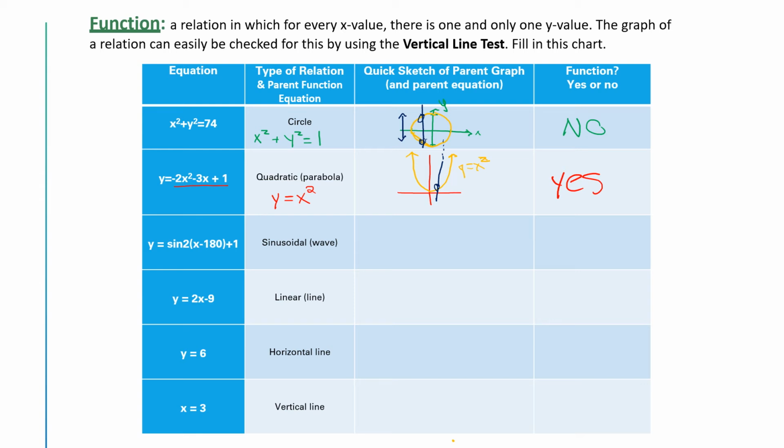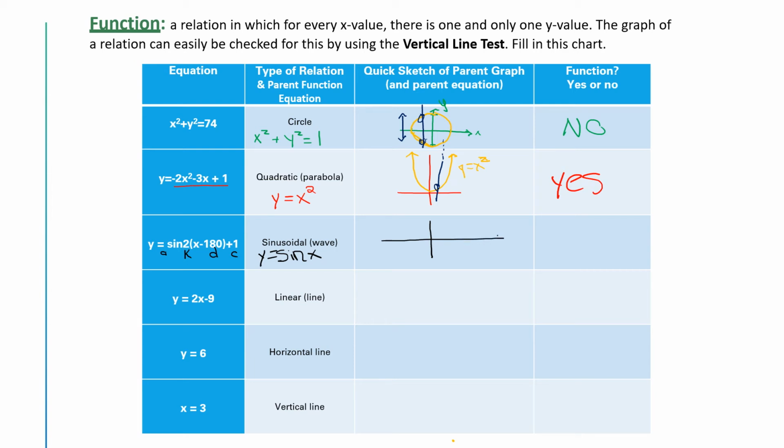Next one is the sinusoidal wave. This was a new one. This was a challenging one from last year. The parent equation is just y equals sine x. The equation we have over here has all the parameters in it. This is a k value, this is a d, this is a c. It doesn't have an a. An invisible a value of 1 would be there. So this would have all kinds of other stuff going on, but we only have to graph the parent here.